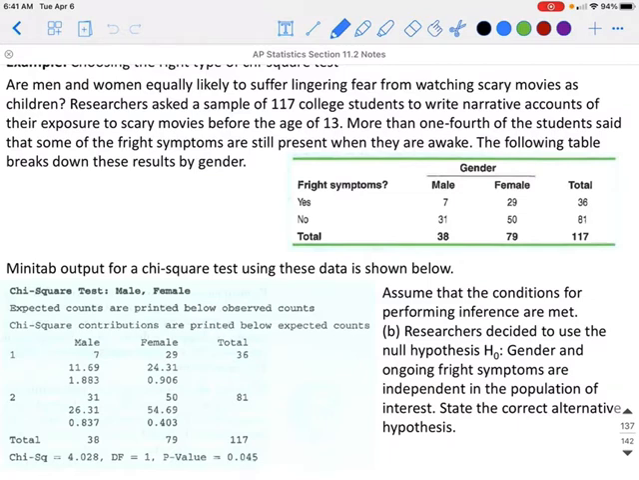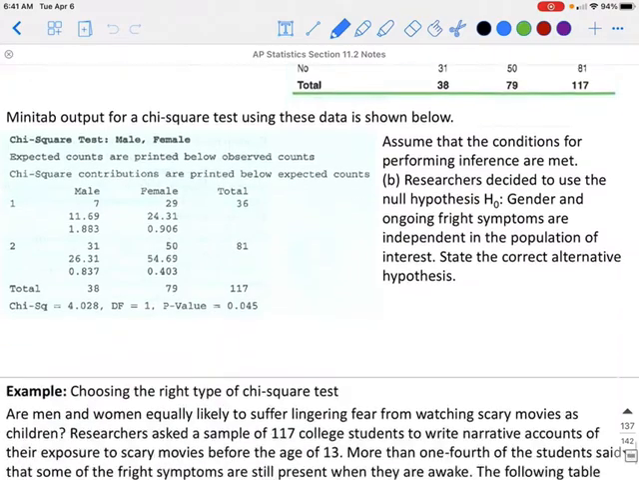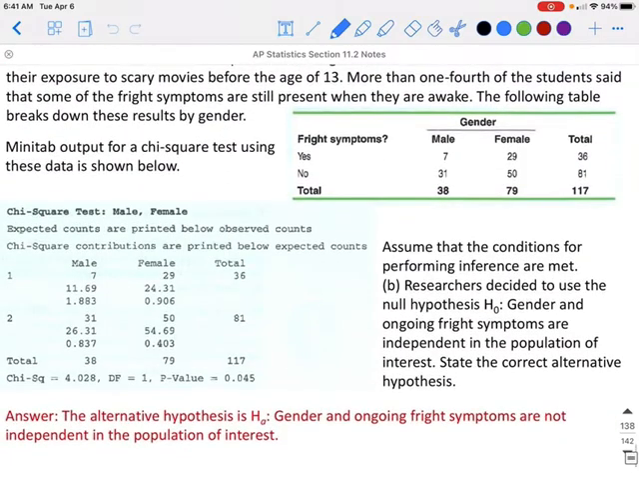Researchers decided to use the null hypothesis that gender and ongoing fright symptoms are independent in the population of interest. State the correct alternative hypothesis. The alternative hypothesis would then be that gender and ongoing fright symptoms are not independent in the population of interest.